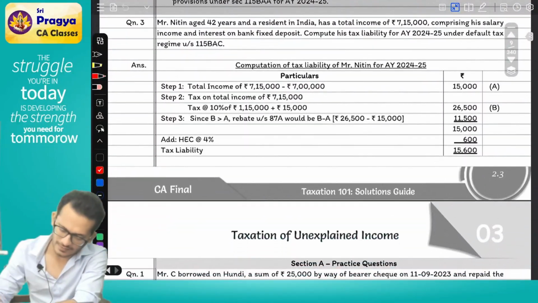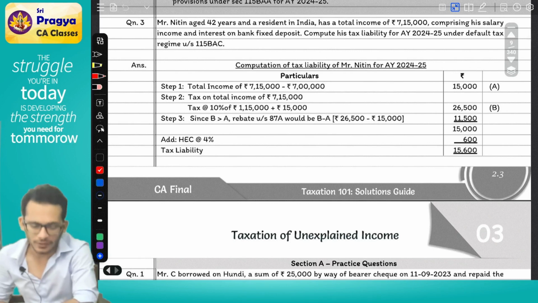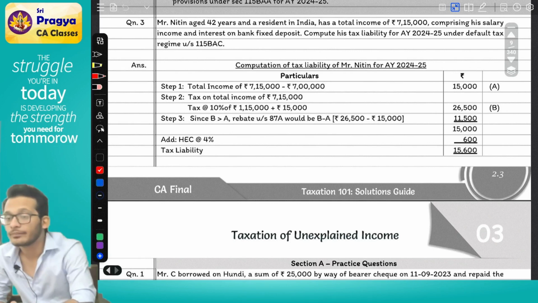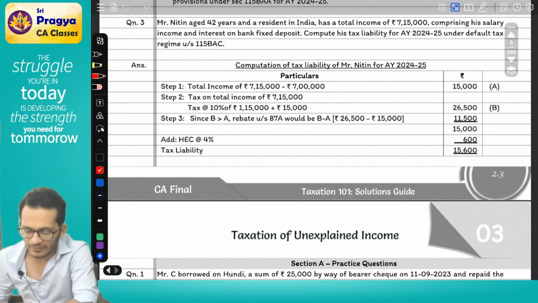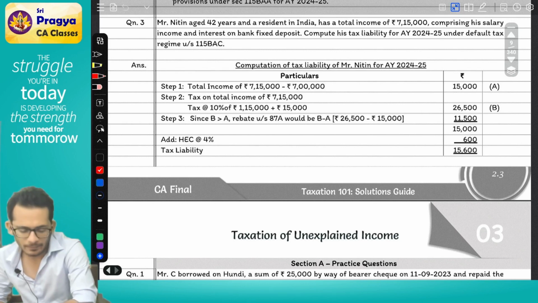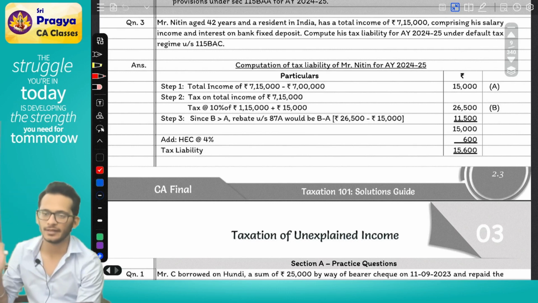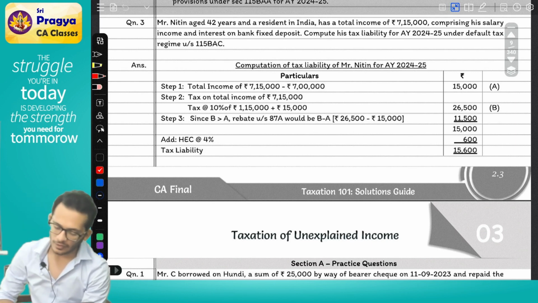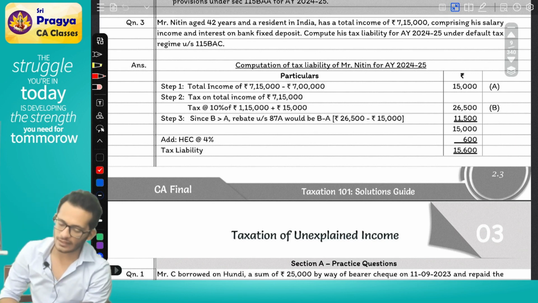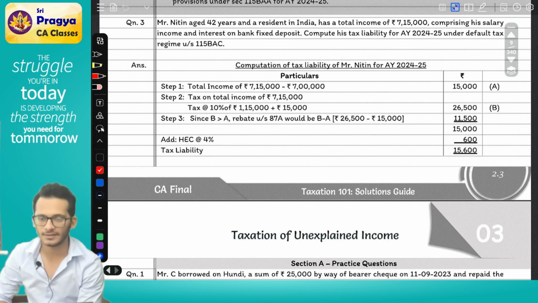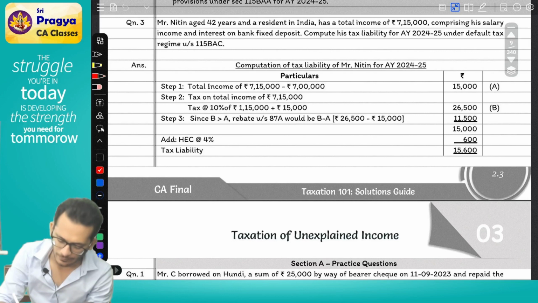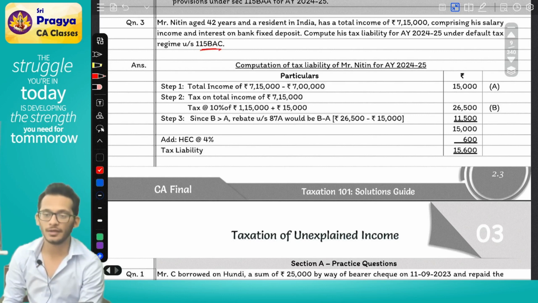Let's do this question. It says, Mr. Nitin is aged 42 years and a resident in India, having a total income of 7,15,000, and his income is comprising of salary income and interest on bank deposits. Why are they telling this? Because everything is slab rate income. You are required to compute the tax for the assessment year 24-25 under the default regime. Now, what is default regime? We'll discuss later. Otherwise, they're saying compute it under 115 BAC.